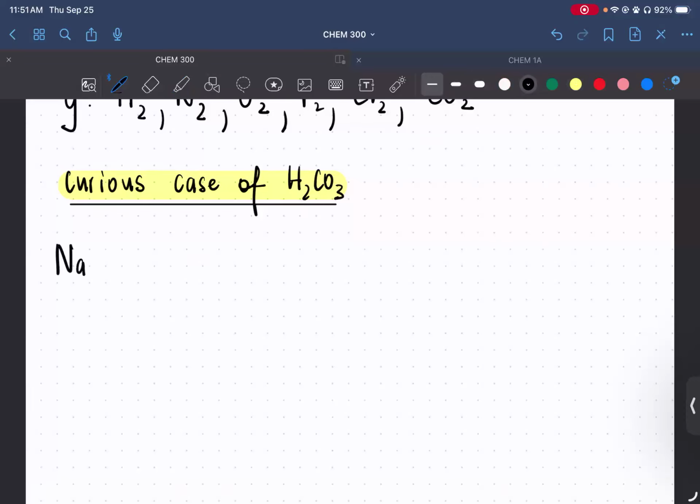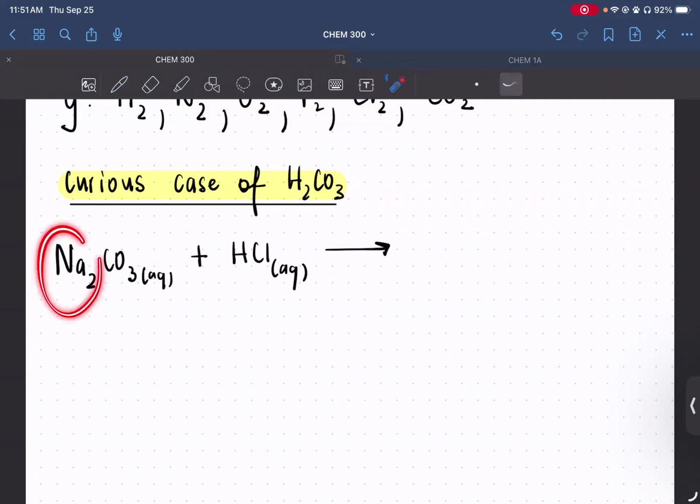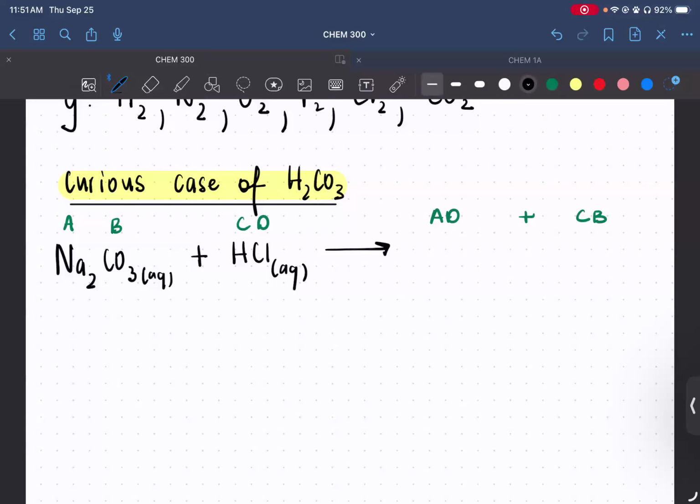Taking a reaction here between sodium carbonate and HCl, let's spend a few moments trying to predict the products of this from scratch. First things first, identify the archetype. We have here a couple chemical compounds, so this will most likely follow double displacement. AB plus CD gives us AD plus CB. We're going to match ions first. AD is NaCl, CB is HCO3.